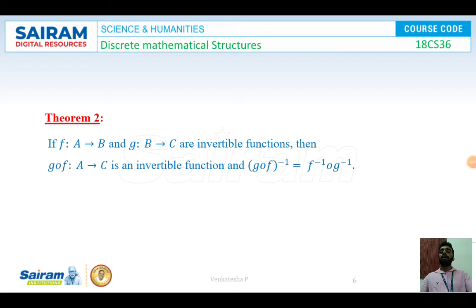Theorem number 2. If f from A to B and g from B to C are invertible functions, then g∘f from A to C is also an invertible function, and (g∘f) inverse will be equal to f inverse ∘ g inverse. So from this property I must prove that (g∘f) inverse must be equal to f inverse ∘ g inverse.